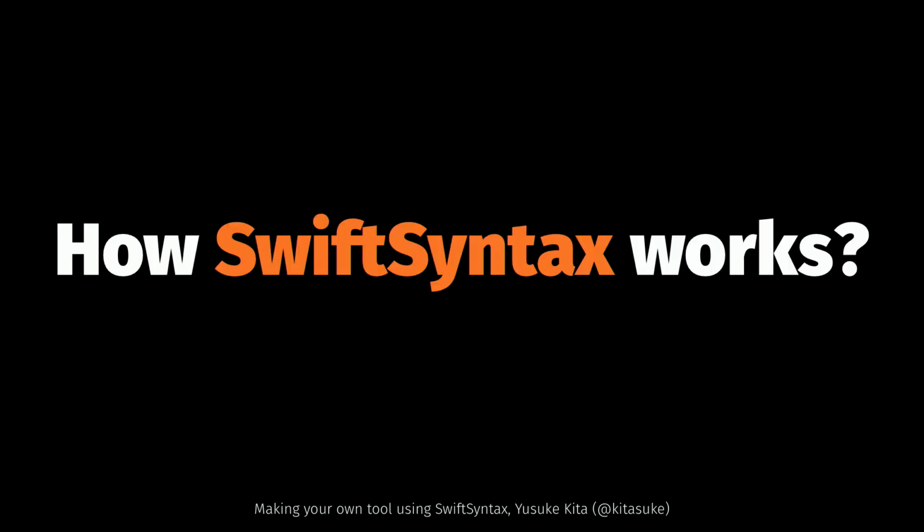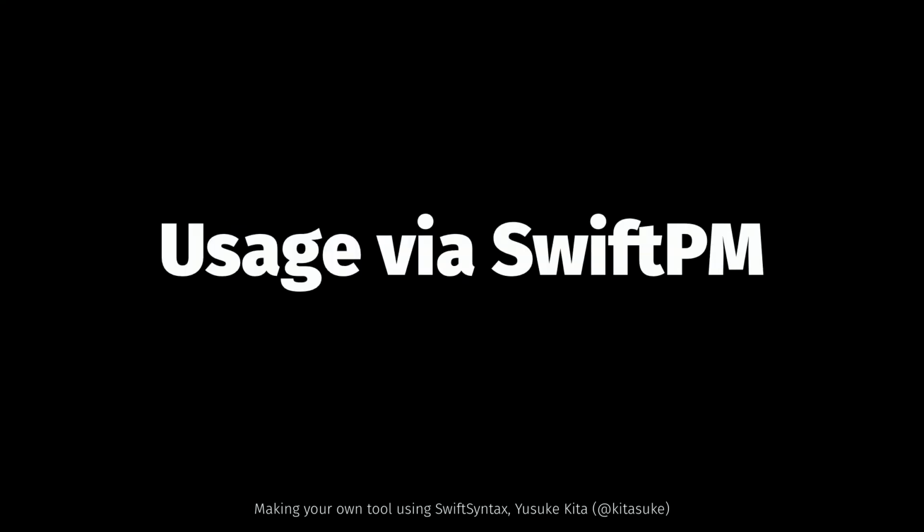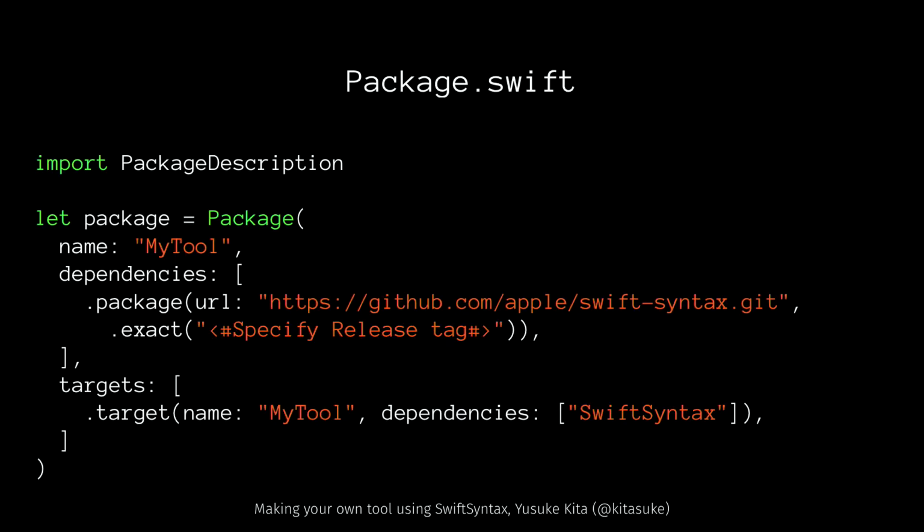All right, so let's move on to how it works. SwiftSyntax is available via SwiftPM. So in your package file, you can just specify SwiftSyntax as one of the dependencies here. And I strongly recommend using a release tag, because the master branch doesn't have any auto-generated files from the Swift compiler.